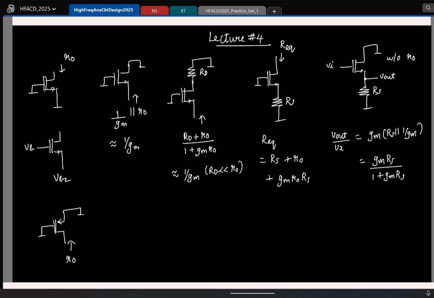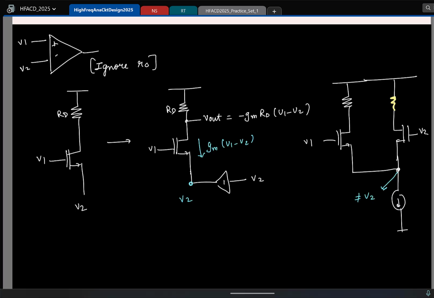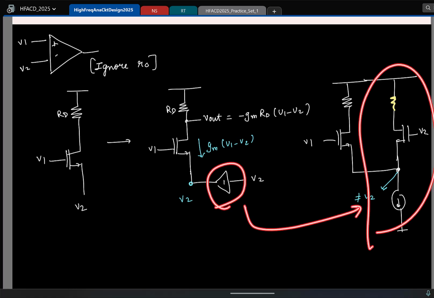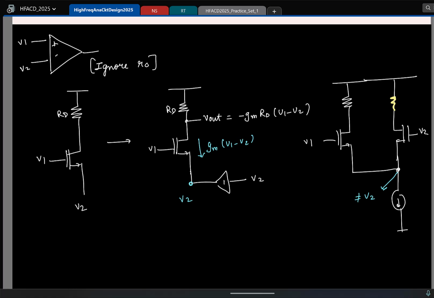So we have been looking at the diff amp. If I were to recap, we started off with this configuration. Here we wanted to buffer V2, so we used an ideal buffer. Then this voltage was V2 and the gain was GM times RD. Then we replaced this buffer with a common drain configuration. So this was non-ideal because the output resistance was not 0.